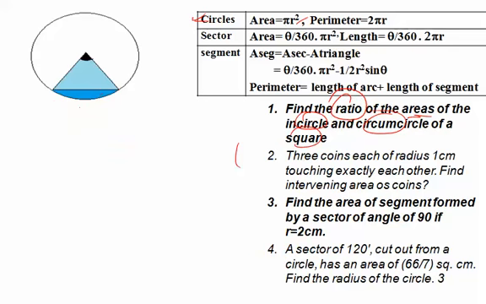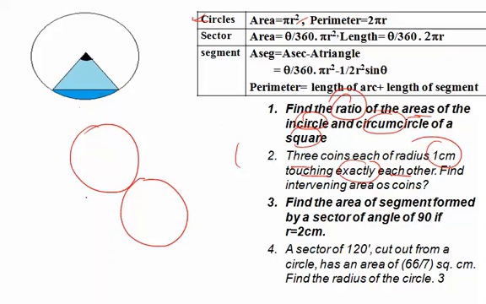Now let's see the next question. Three coins, each of radius 1 centimeter, touching each other exactly. So three coins are there: this one, this one, this one, of radius 1. This much is 1, so this total will be 2. This also will be 2, this also will be 2. So this is an equilateral triangle, and all three angles are 60, 60, 60.